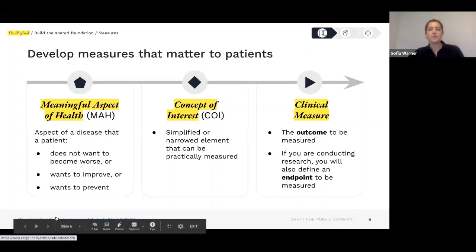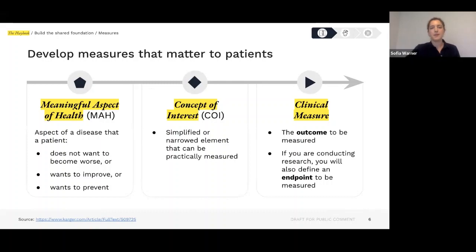And so this is just a framework for thinking about measuring, developing measures that matter to patients. And so we can think about something that matters to the patient, an aspect of a disease that they don't want to become worse, or that they want to improve, or that they want to prevent. And then we translate that into a concept of interest as something that's more simplified or narrower that we can actually measure and tie to a clinical outcome. And there's also an example here for research, but just thinking about clinical care, thinking about a specific outcome. And we'll go through a couple examples on the next slide.